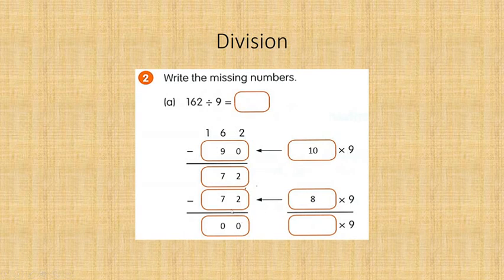So now I finished the division here, but where's the answer? If you looked closer here, you will find out that if I added 10 plus 8, the answer is going to be 18. So 9 times 18 is going to be equal to 162. So the answer is 18. 162 divided by 9 is going to be 18. Easy, huh? Easy method.